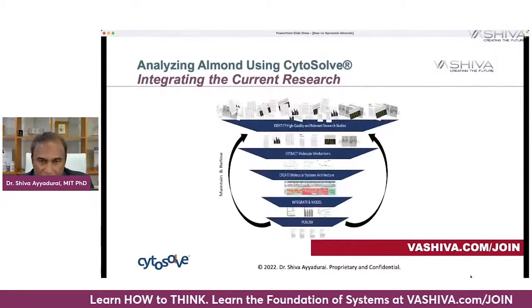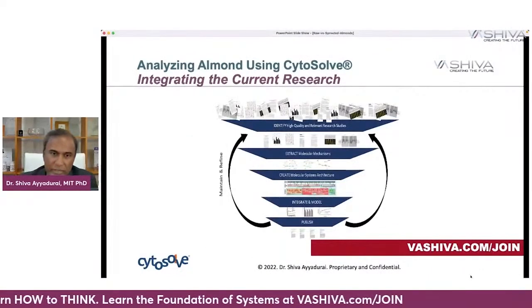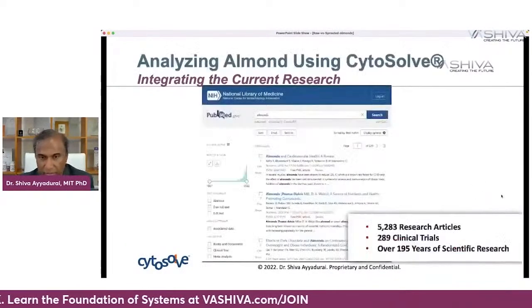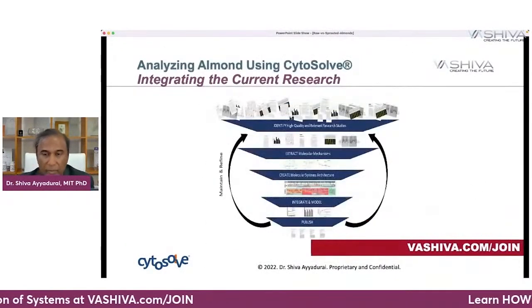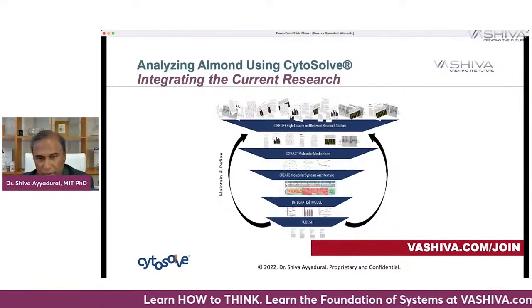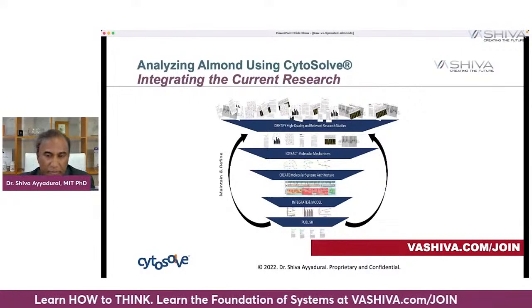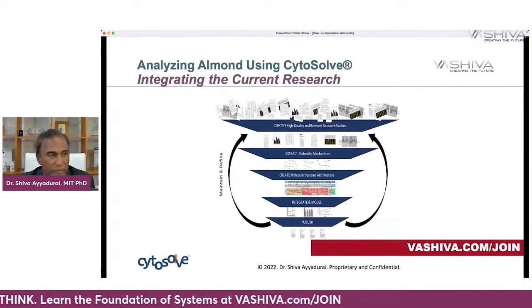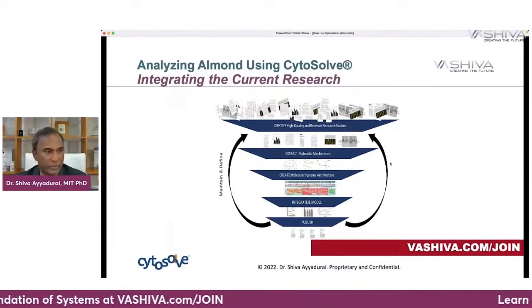We want to analyze almond using CytoSolve. And what you see here is we're going to take all of that research, relative to sprouted and raw almonds, and we distill that research. And then what we do is we find the molecular pathways and the components involved to produce this analysis that I'm going to share with you today.